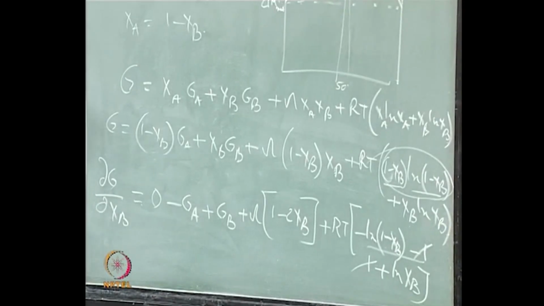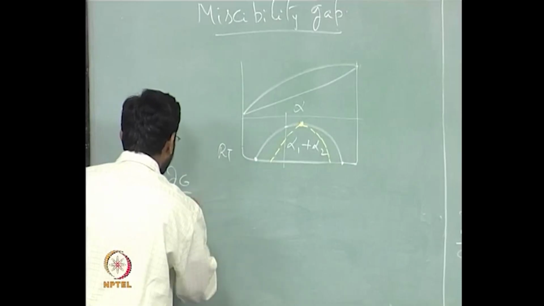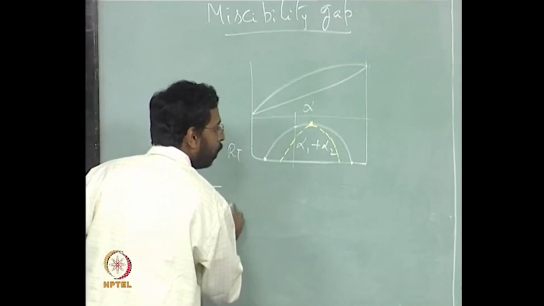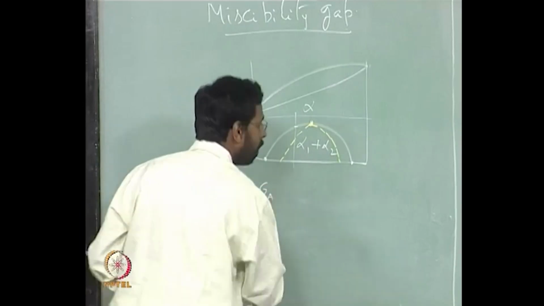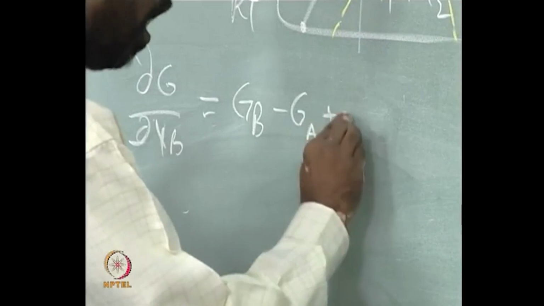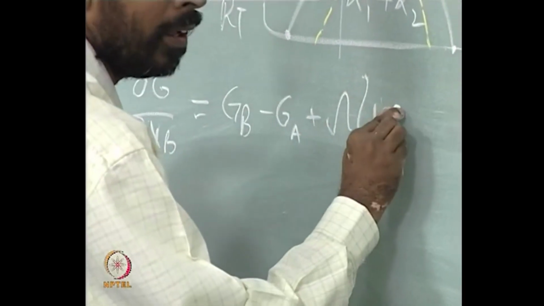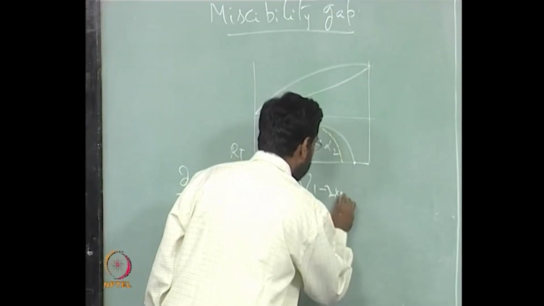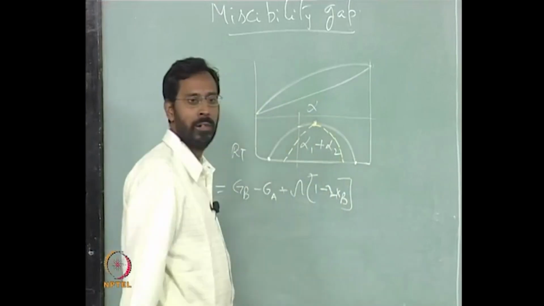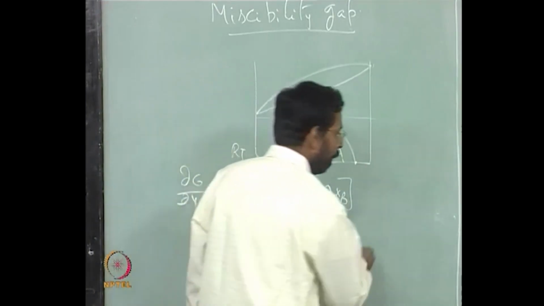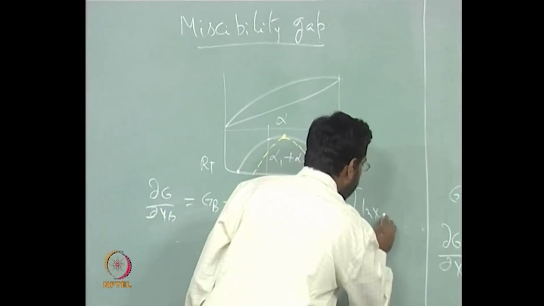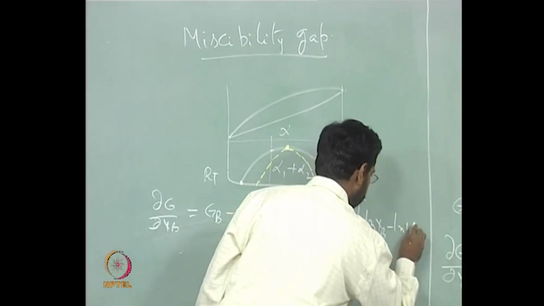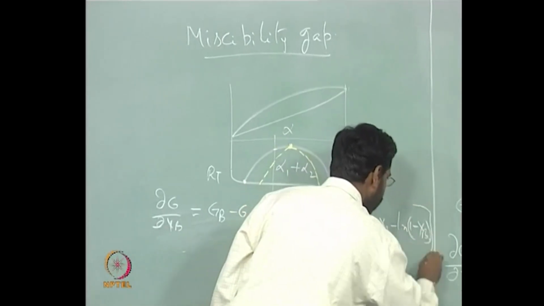The final expression for that is, if I say dou g by dou x b is equal to g b minus g a plus omega into 1 minus 2 x b, right, plus R T into ln x b minus ln 1 minus x b. This is the first derivative.